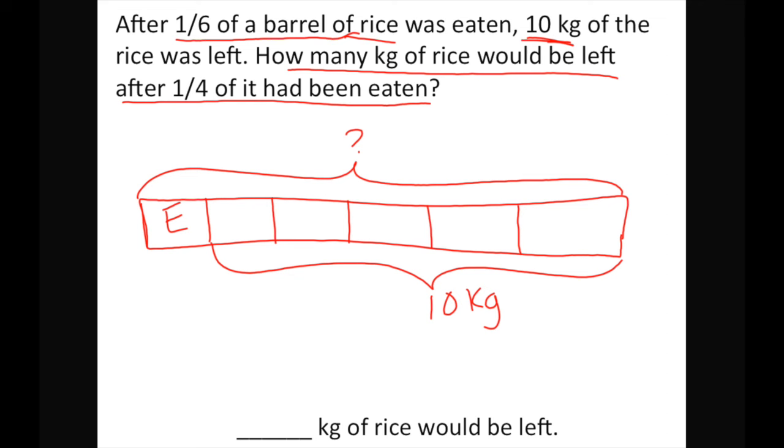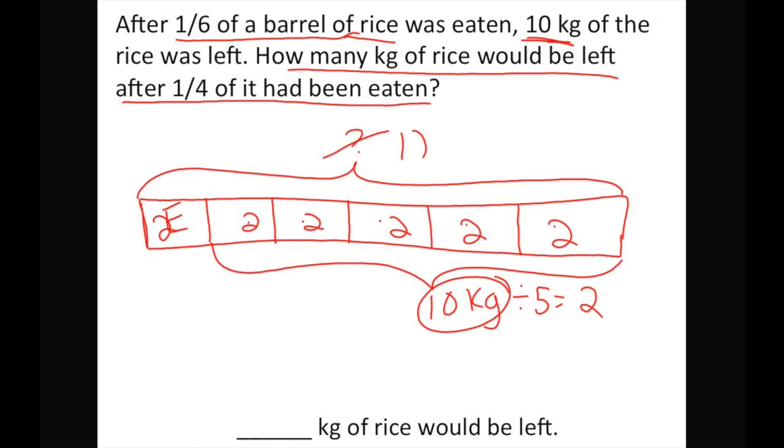If I have 1, 2, 3, 4, 5 units for a total of 10 kilograms, I'll do 10 divided by 5 to find out what each unit equals. So in all, I have a total of 12 kilograms of rice. Now I can find out how many kilograms of rice would be left after 1/4 of it had been eaten. And I'm going to have to show that separately. I'm just going to draw a smaller bar to fit this in.